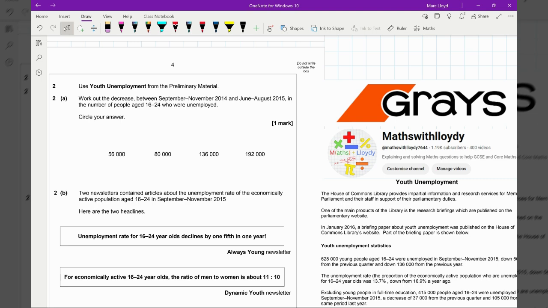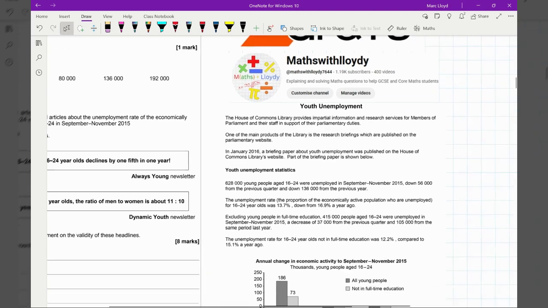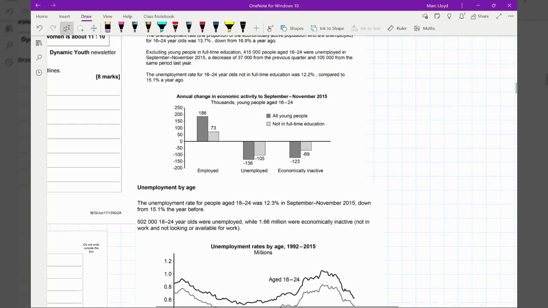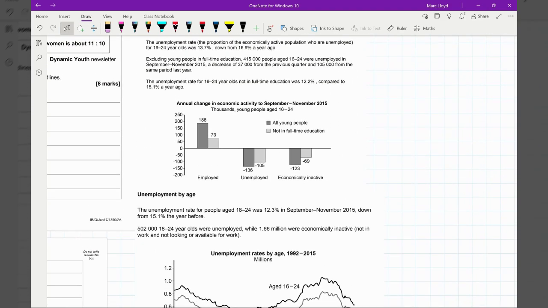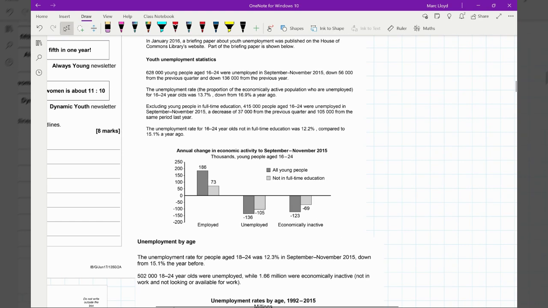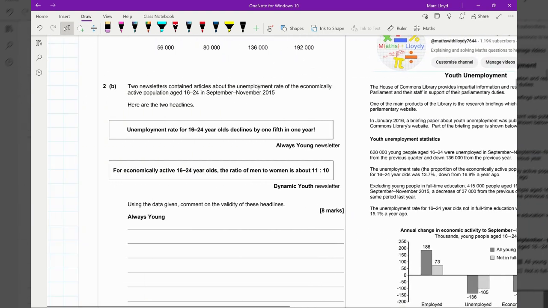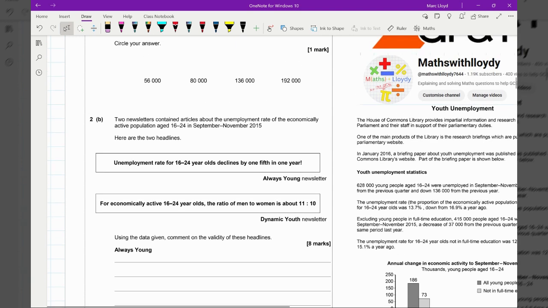I'm not going to lie, I'm quite nervous about this one because there is a lot of reading for this one. When you do this exam, you will have had your preliminary material, you will have gone through it, so you'll be a bit familiar with it. For me, it's coming through a bit fresh, so bear with me while I interpret the data.